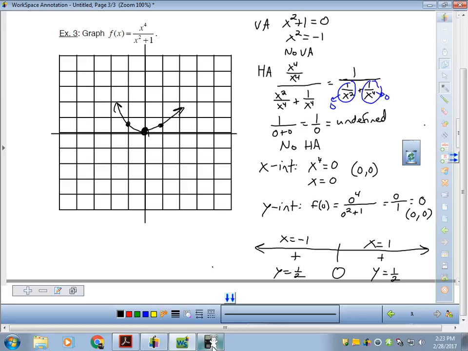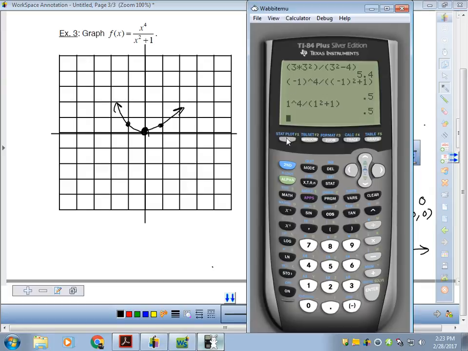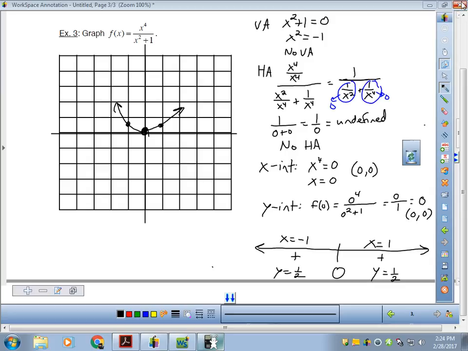Now, a good way if you have a graphing calculator to check yourself, make sure your graph looks okay, just go into y equals, and actually just try and graph it. So let's see, x to the 4th divided by parentheses x squared plus 1. Close my parentheses. That still looks okay, so I'm going to hit graph. And there's my graph. So, looks pretty good compared to ours. That's alright. Okay, so there's example 3.